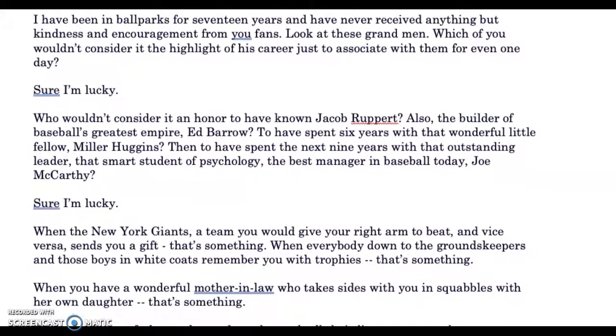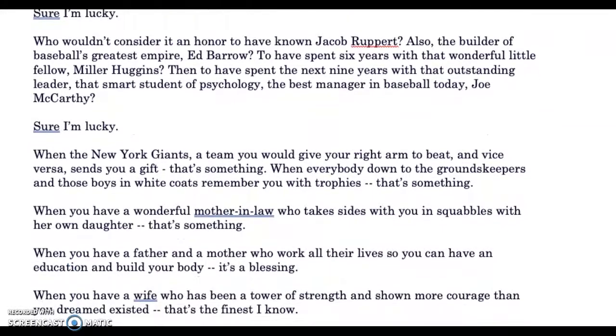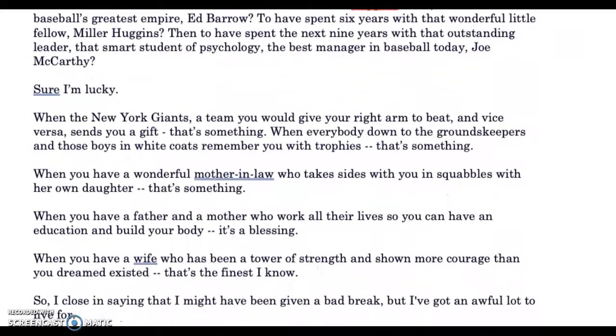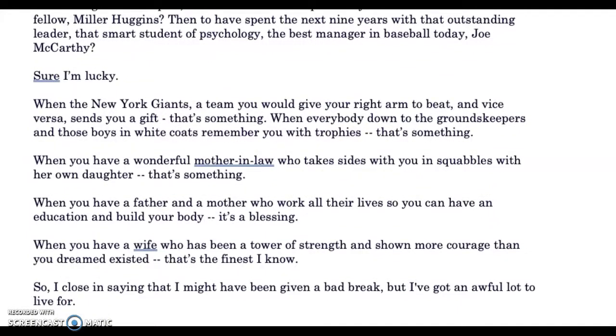Sure, I'm lucky. When the New York Giants, a team you would give your right arm to beat and vice versa, sends you a gift, that's something. When everybody, down to the groundskeepers and those boys in white coats, remember you with trophies, that's something. When you have a wonderful mother-in-law who takes sides with you and squabbles with her own daughter, that's something.